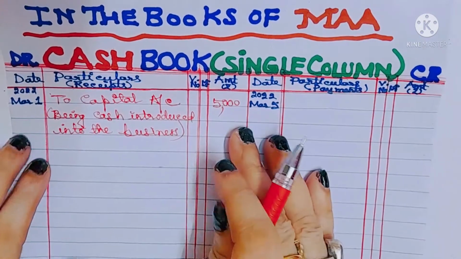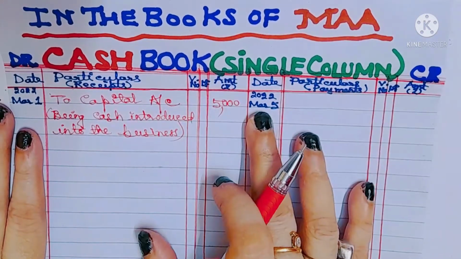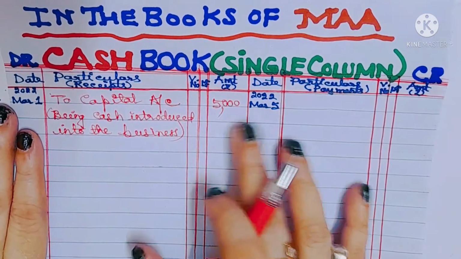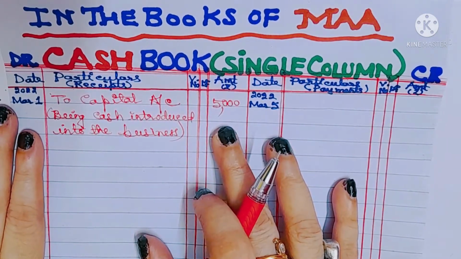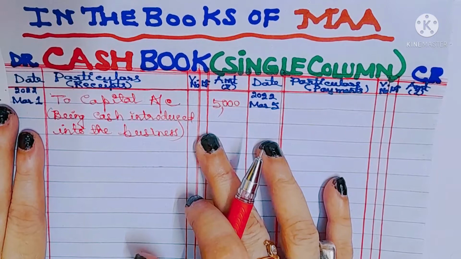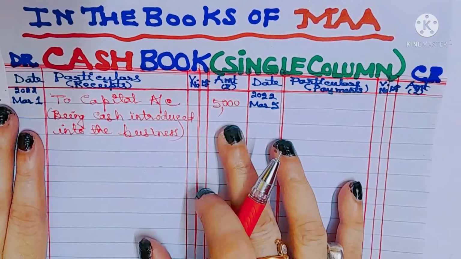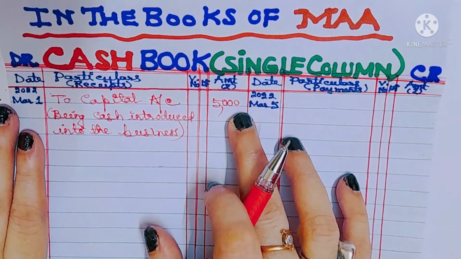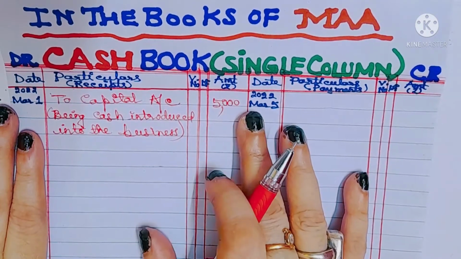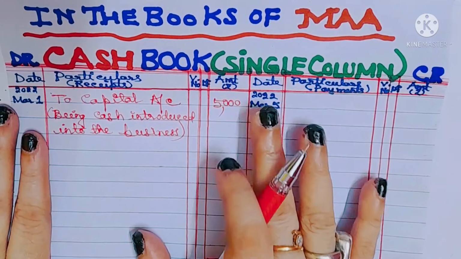Moreover, cash book is a real account. So according to real account, what comes in is debit. Here, when the proprietor introduced capital into the business, from the business point of view, cash comes into the business. So 5,000 will be debited. Understood? Now let's see the next transaction.